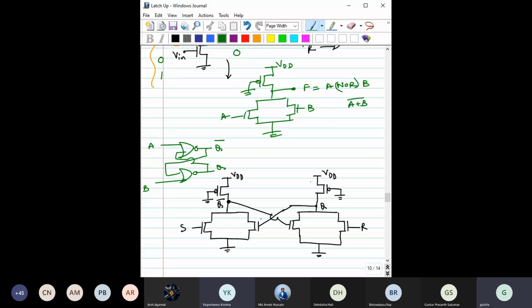For this NOR gate, the output is Q bar. This Q bar should be the input for the other NOR gate. And for this NOR gate, this is the output, and this output is driving the other NOR gate, right?